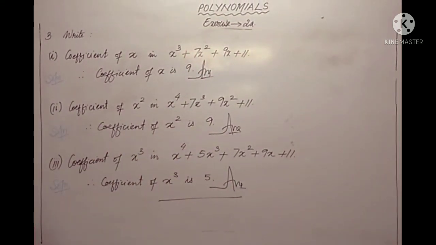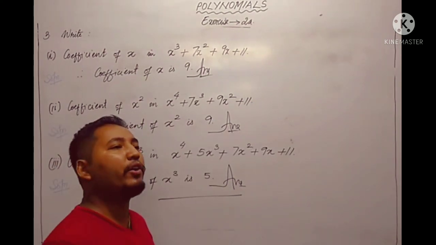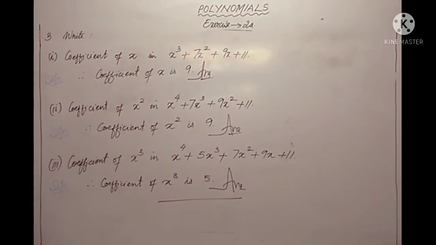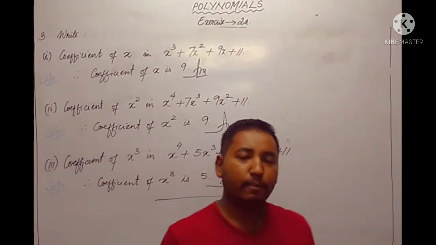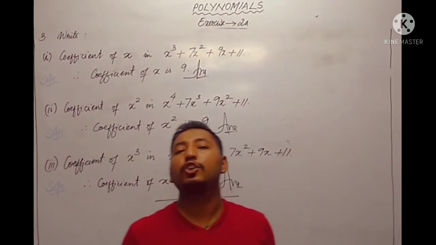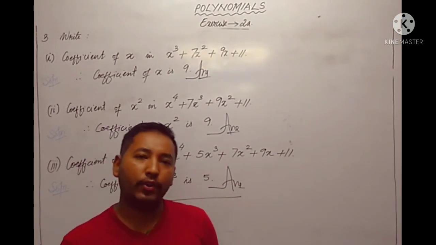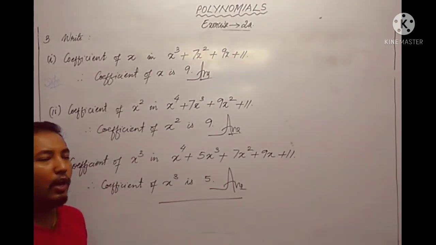Question number 4 is there. You have to just find out linear, quadratic and cubic. That can be done by you also. Check the power. If the degree is 1, it is linear. If the degree is 2, it is quadratic. If the degree is 3, it is cubic. And if the degree is 4, it is biquadratic. So this simple question, I leave it up to you.